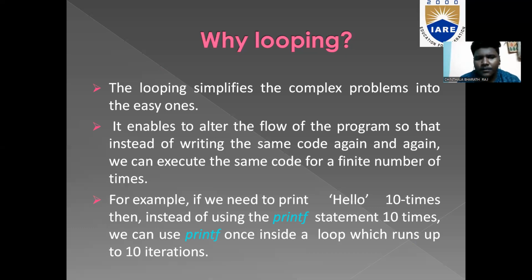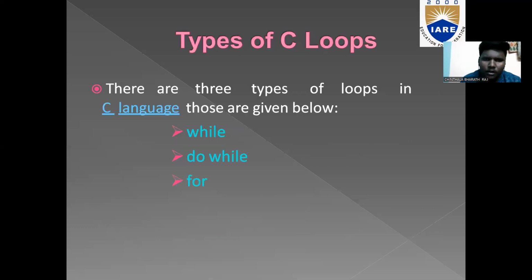By looping, we can save time and decrease the length and size of the program. And there are so many advantages of looping. Now, the types of loops in C. There are three types of loops: while loop, do while loop, and for loop.